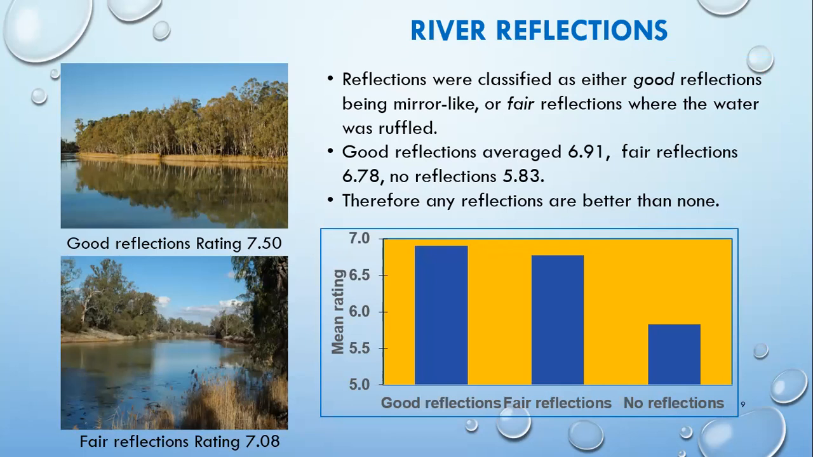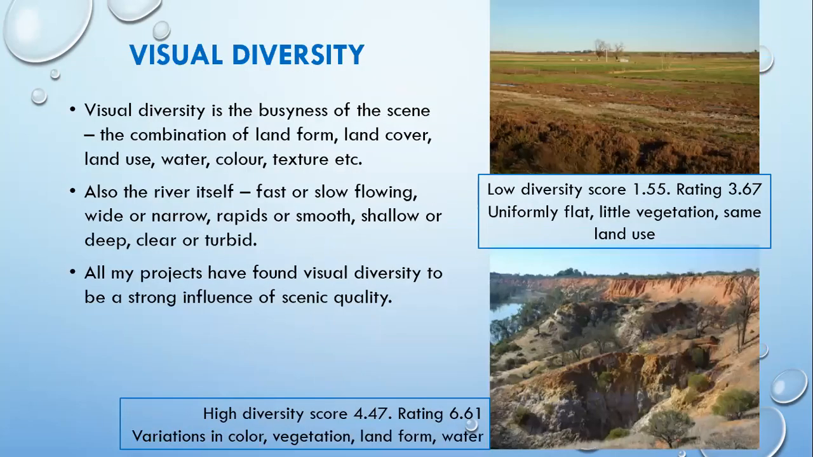Visual diversity is the busyness of the scene, the combination of landform and land use, land cover, water, colour, and so forth. And it's also the river itself, the various characteristics of the river. And I've always found in my projects that visual diversity is a strong influence on scenic quality.